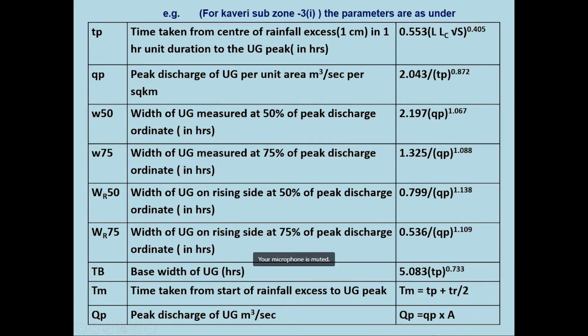And QP is the peak discharge. This QP is the discharge in meter cube per second per square kilometer. So the final discharge is for the entire area, so that discharge will be multiplied by A, and you will find the maximum discharge.